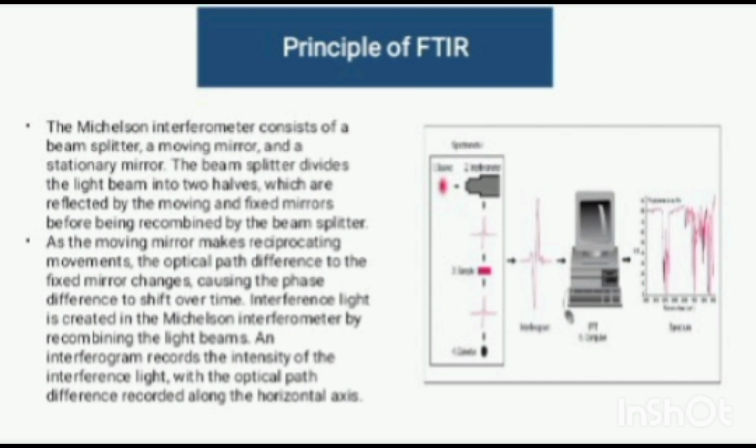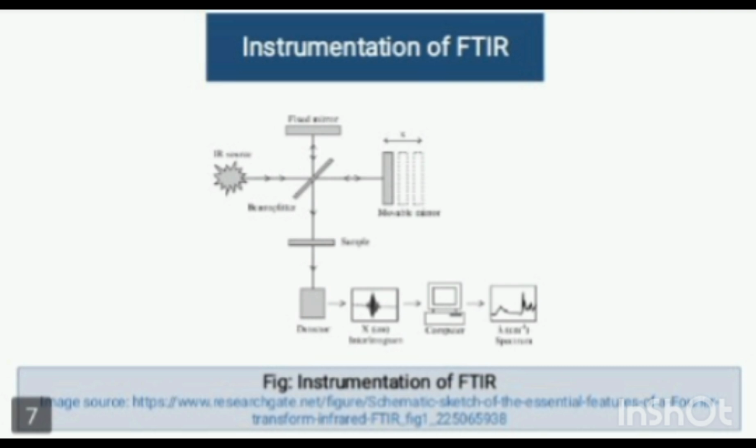As the moving mirror makes reciprocating movements, the optical path difference to the fixed mirror changes, causing the phase difference to shift over time. Interference light is created in the Michelson interferometer by recombining the light beams. An interferogram records the intensity of the interference light with the optical path difference recorded along the horizontal axis. It is the instrumentation diagram of FTIR.